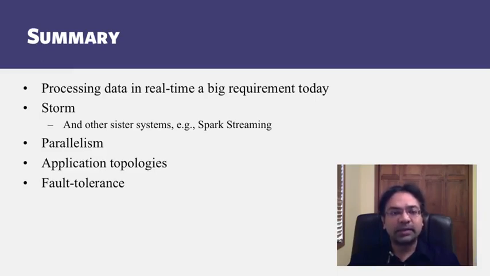There are many sister systems that have emerged as an offshoot of Storm, for instance, Spark Streaming from Berkeley. But in essence, Storm allows you to process large amounts of data, large streams in very short periods of time with very high throughput. To do this, it uses parallelism. It allows you to write arbitrary applications using application topologies, and it also supports some notion of fault tolerance.